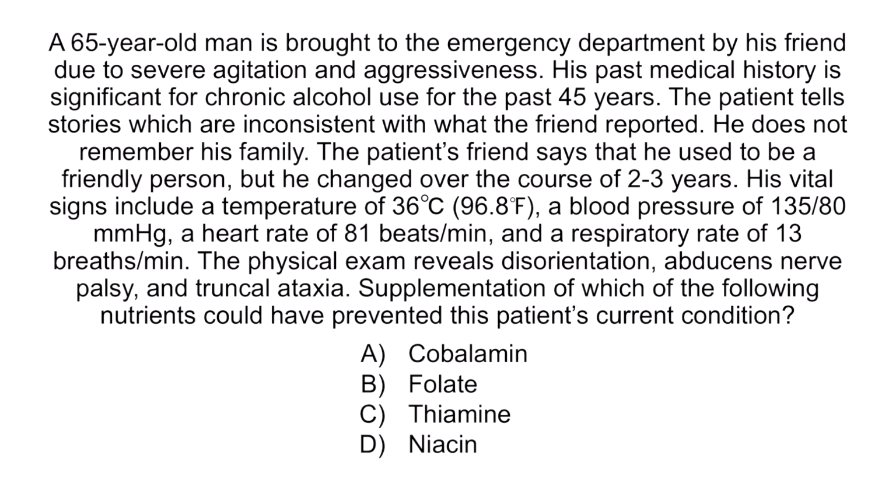Physical exam reveals disorientation, abducens nerve palsy, and truncal ataxia. Supplementation of which nutrient could have prevented this patient's current condition: A. Cobalamin, B. Folate, C. Thiamine, or D. Niacin. This patient with a 45-year history of alcohol use disorder presents with severe agitation and aggressiveness.